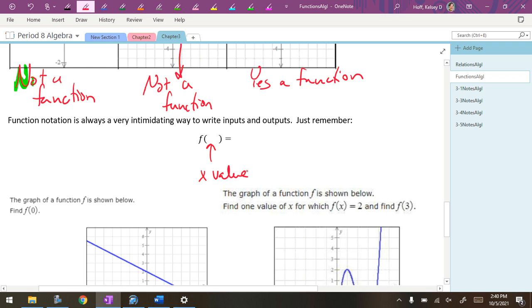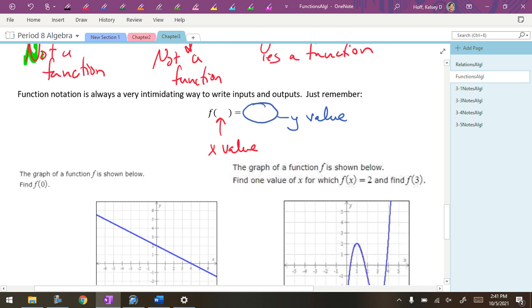Yes, go ahead. Whatever is inside your parentheses is your x value. That's what they want you to look for under x. Whatever this equals is your y value. Inside the parentheses is what you're inputting for x. What it equals is your output of y.